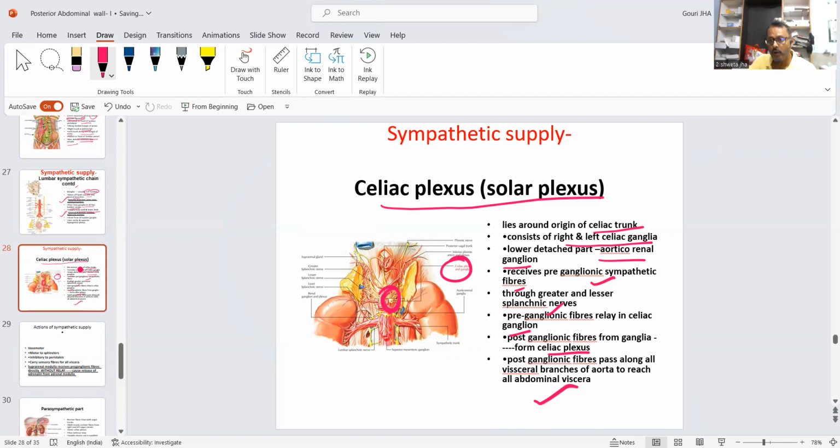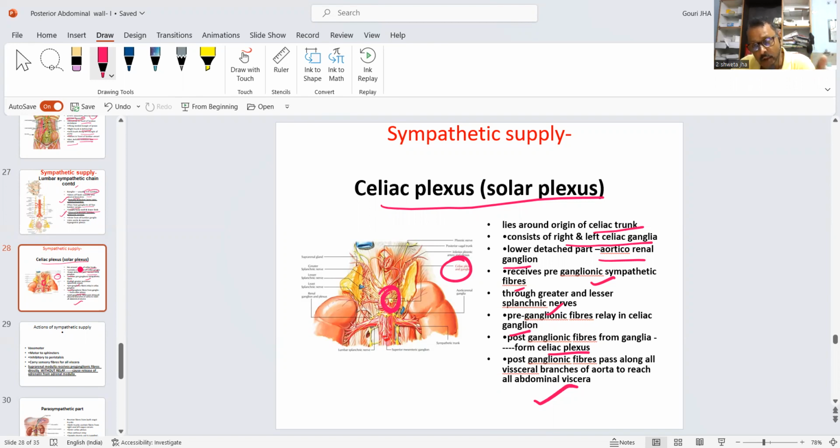So since we already know that the sympathetic plexus always looks for any viscera, any blood vessels, the branches from the celiac plexus will look for the branches of the abdominal aorta, and they will travel all along the abdomen along with those blood vessels, and they will supply all the viscera in the abdominal region, including the gonads.